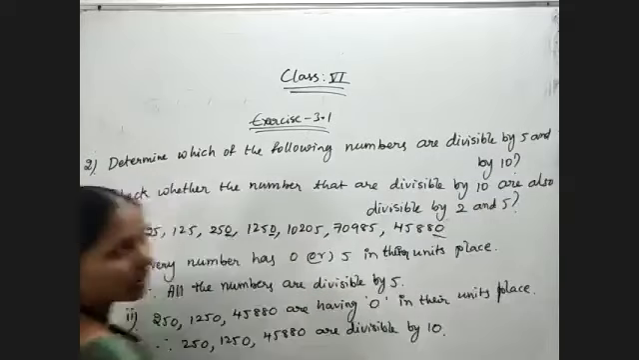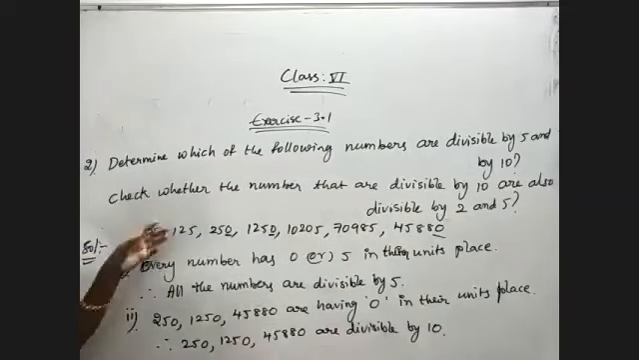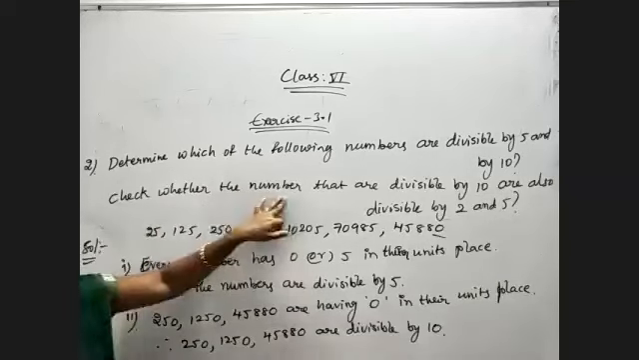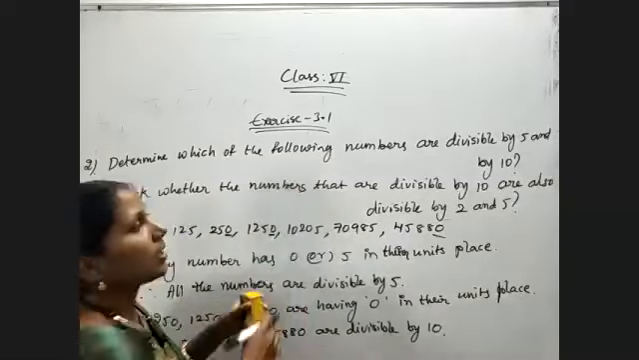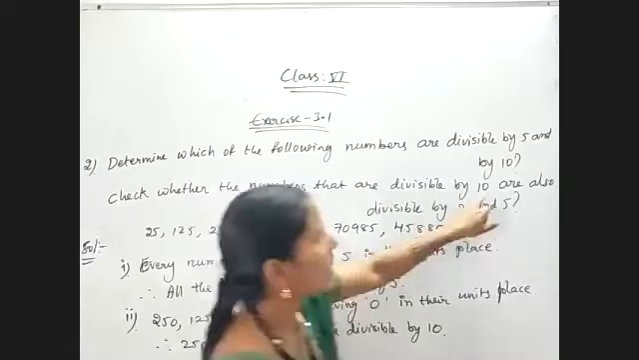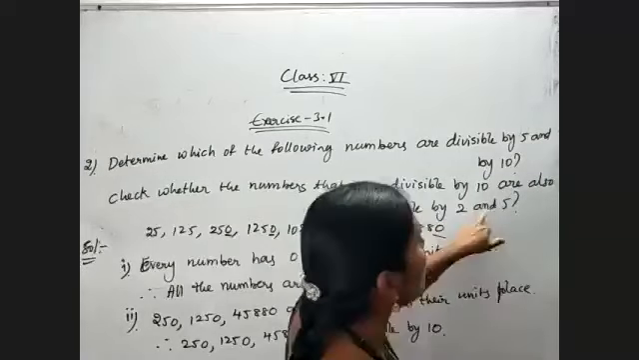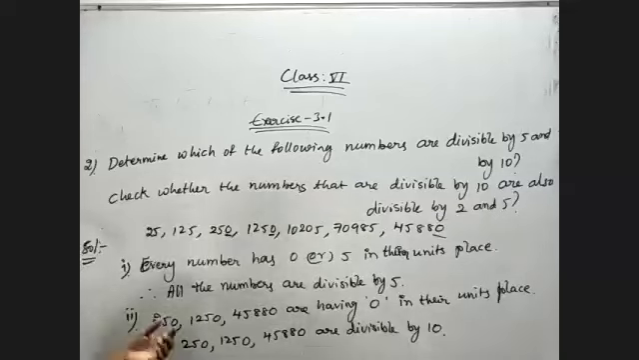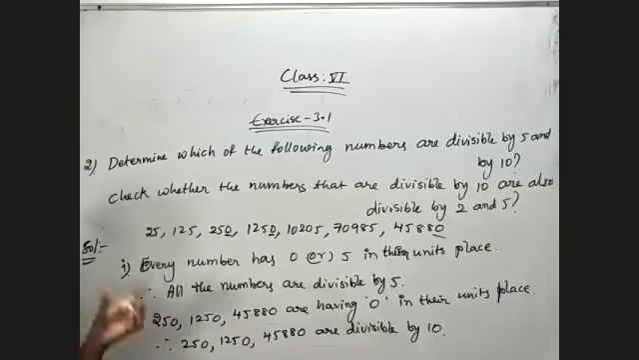Remaining numbers are not divisible by 10. So what is the still question? Check whether the numbers that are divisible by 10 are also divisible by 2 and 5. Observe, what is the divisibility rule of 2? If the number is having 0, 2, 4, 6, 8, then only it is divisible by 2.